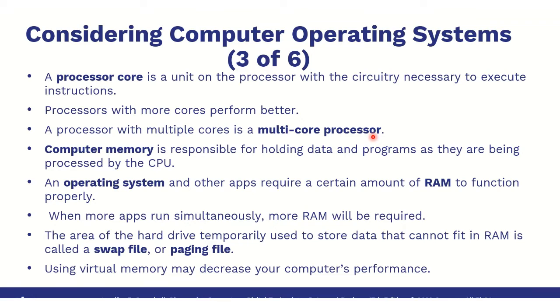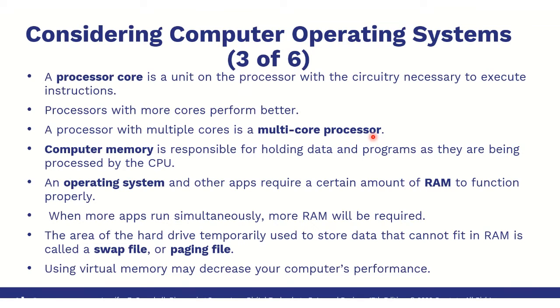When you go to the store to buy a computer, you look for the processor; a multi-core processor is better. Then you look at the RAM. How much RAM does it have? Sometimes you have 2 GB RAM, sometimes 4, 8, 16, 32. The more RAM, the better your performance. Now, you don't have control over the swap file or paging file. That is some structure inside your operating system.